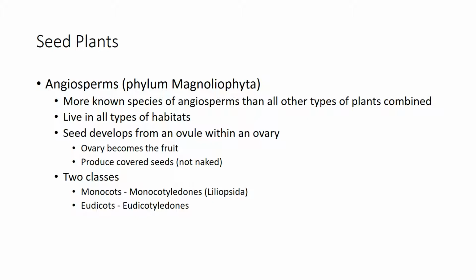And the seeds in angiosperms develop from an ovule within an ovary, and the ovary is going to become the fruit, and that's going to make these seeds. So angiosperms are basically just flowering plants, or plants that produce fruit that we can eat, some of which we can eat anyway. Do not worry about monocots and eudicots. You do not have to know that at all. That's not going to be tested, so don't worry about that.